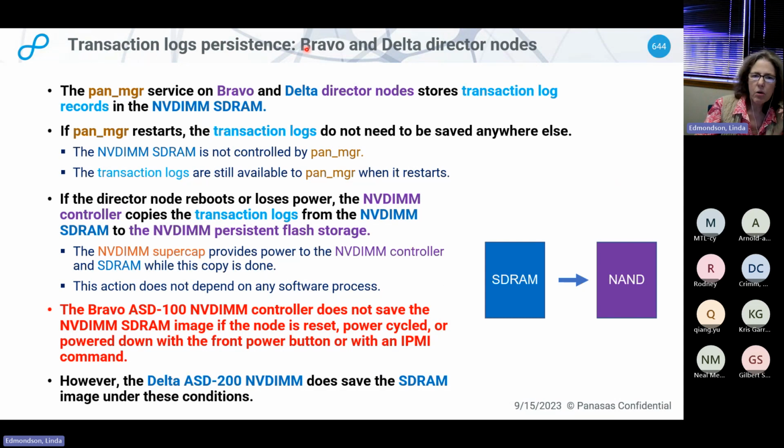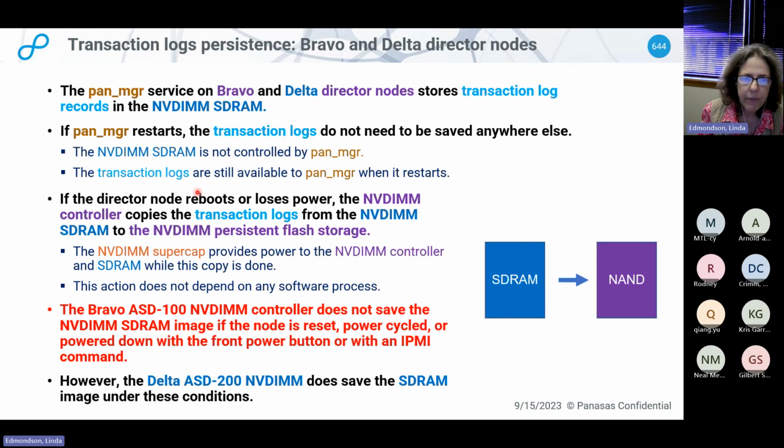Transaction log persistence for Bravo director nodes. Remember, this is a review from the directors. They store their transaction log records in NVDIM. If PAN Manager restarts, the transaction logs do not need to be saved because the NVDIM is not controlled by PAN Manager. Transaction logs can sit right here in the SD realm.